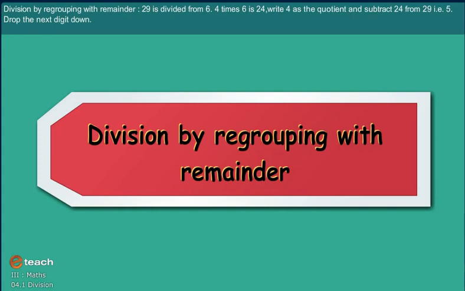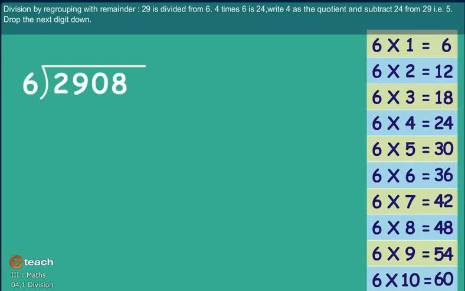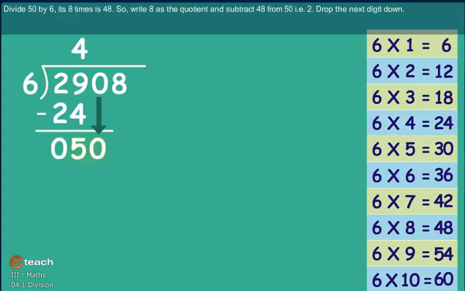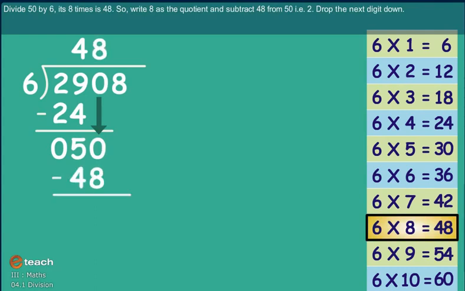Division by regrouping with remainder. 29 is divided by 6. 4 times 6 is 24. Write 4 as quotient and subtract 24 from 29. Drop next digit down. Divide 50 by 6. It's 8 times, that is 48. So write 8 as quotient and subtract 48 from 50.